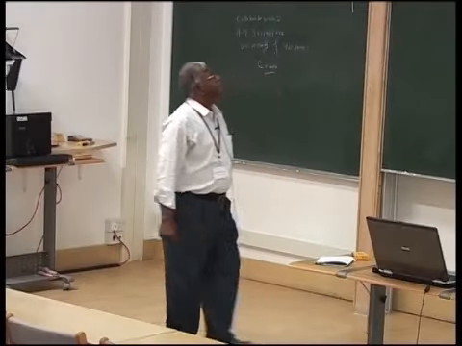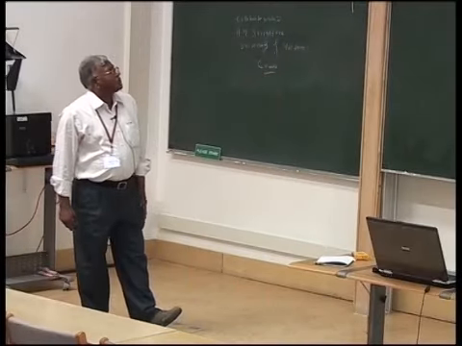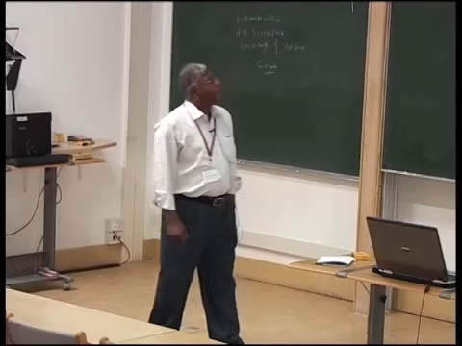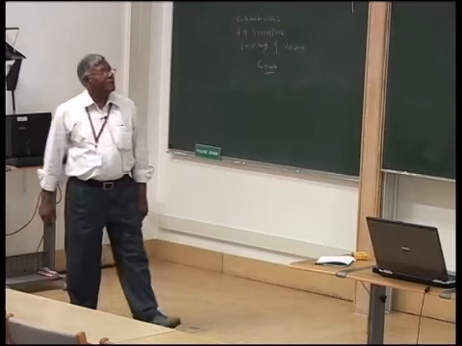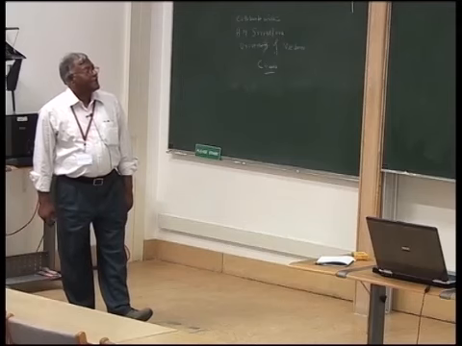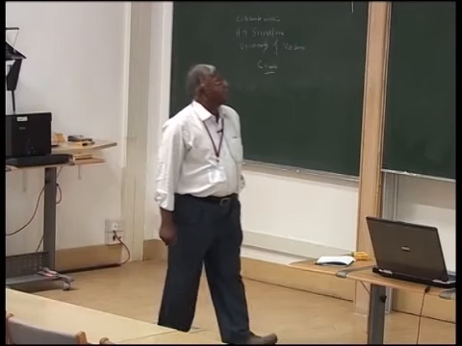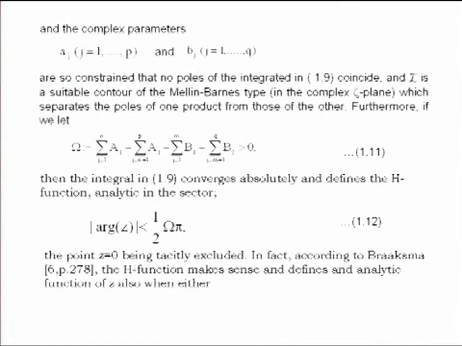Further, if we let sigma gamma equal this, the integral in the above equation 1.9 converges absolutely and defines the H function analytic in the sector mod argument z less than 1/2 gamma pi, the point z equals 0 being actually excluded. In fact, according to Buschman 1984, the H function makes sense and defines an analytic function of z also.